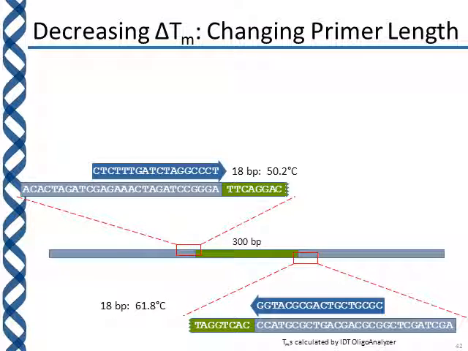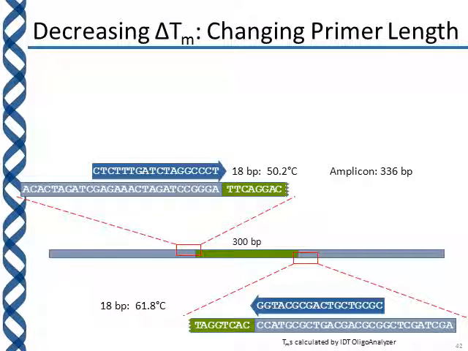and so the lengths will be the same. We designed this at 18 base pairs. But as it turns out, the TM of that primer is 50.2 degrees, and that is far too great a delta TM for efficient amplification. So let's take a look at what the effects of changing that would be.